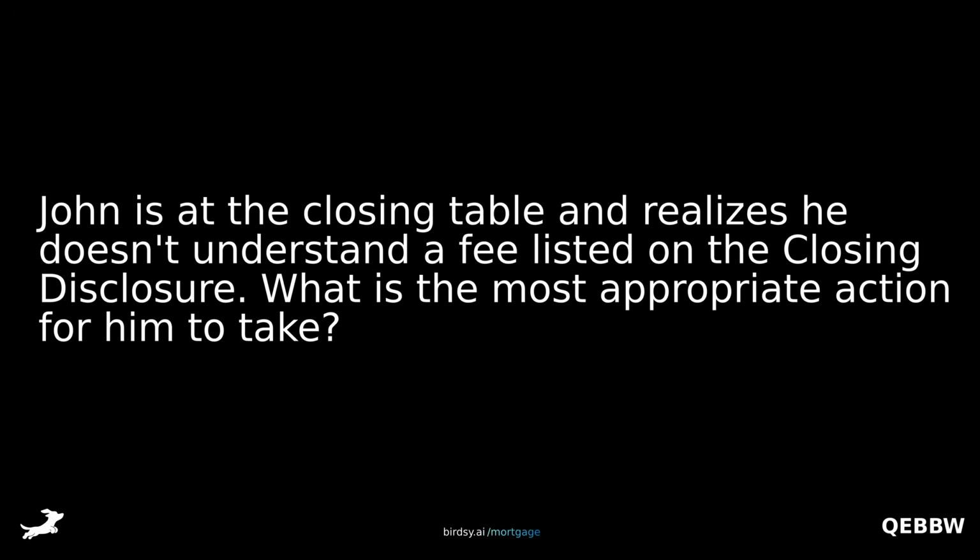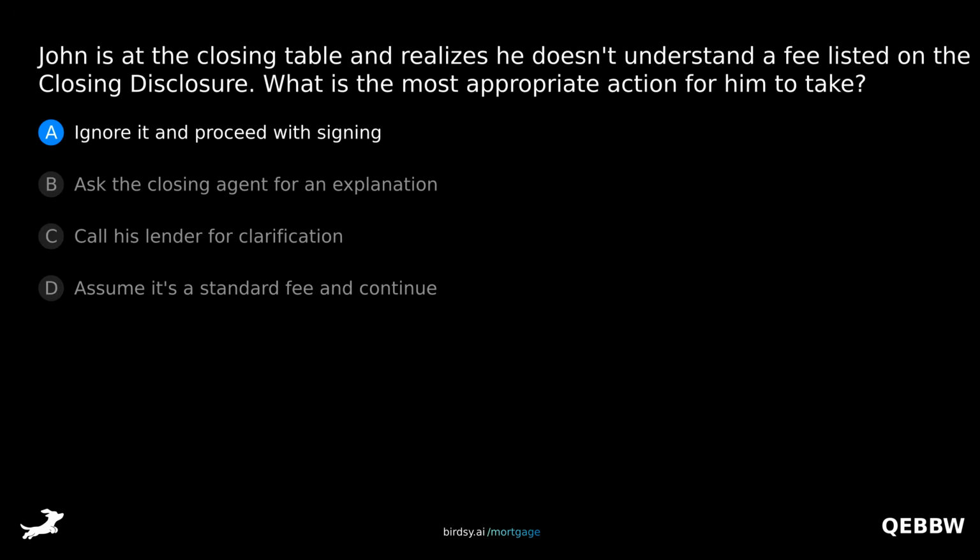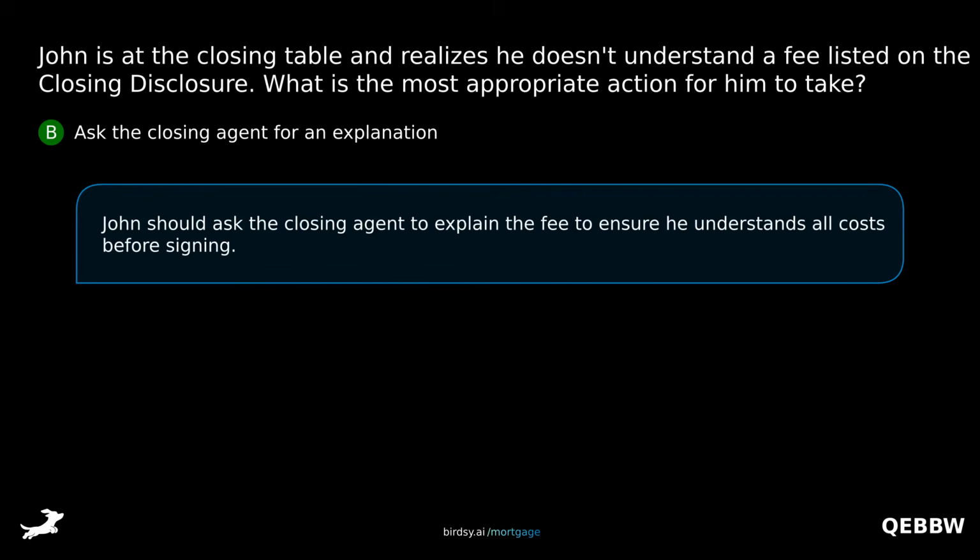John is at the closing table and realizes he doesn't understand a fee listed on the closing disclosure. What is the most appropriate action for him to take? Is it A, ignore it and proceed with signing, B, ask the closing agent for an explanation, C, call his lender for clarification, or D, assume it's a standard fee and continue? The answer is B, ask the closing agent for an explanation. John should ask the closing agent to explain the fee to ensure he understands all costs before signing.